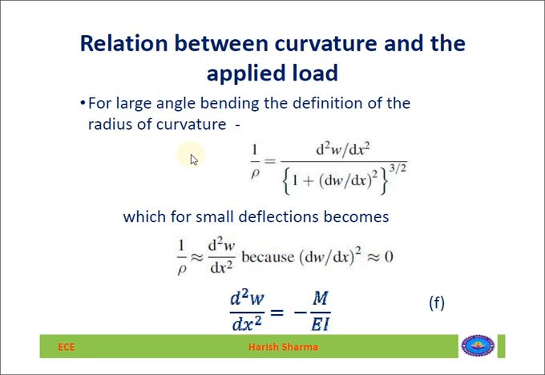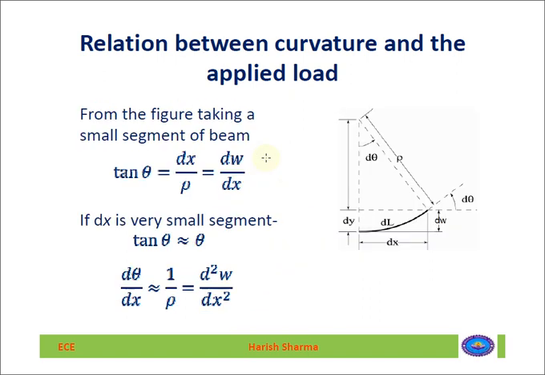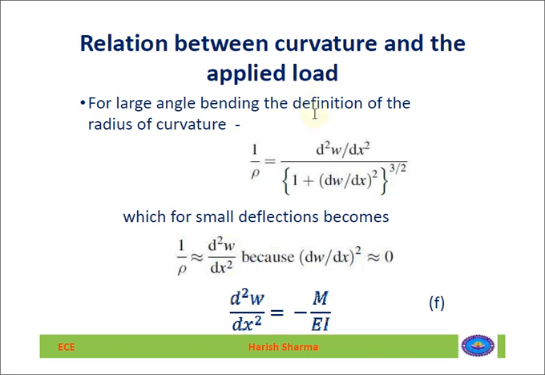For a very large angle, the derivation of the radius of curvature gives 1 upon rho equals d square w by dx square upon (1 plus (dw by dx) square) whole power 3 by 2. This was for a small value, but if there is a very large angle, we can write it this way. So this is already a different equation.